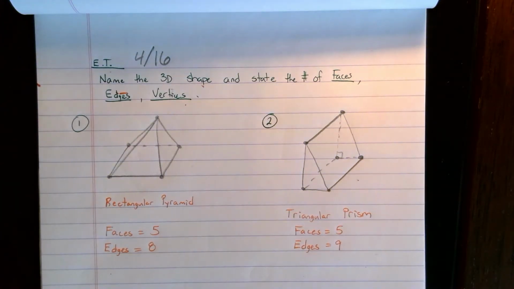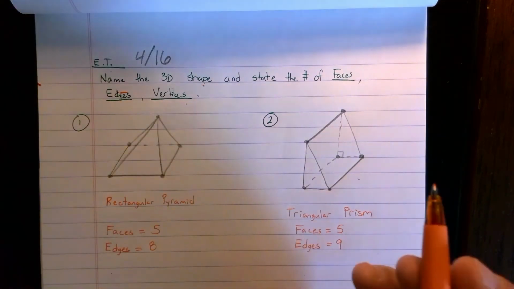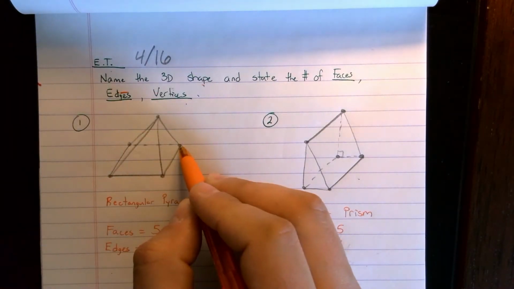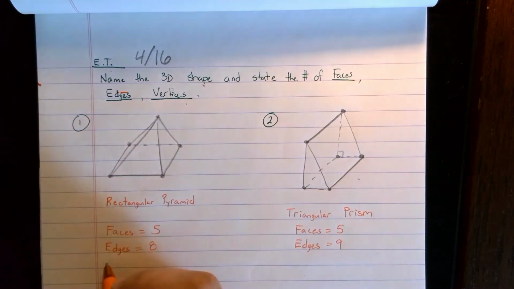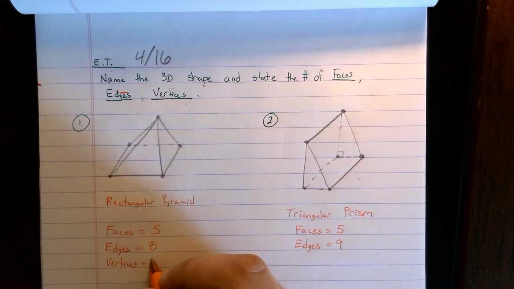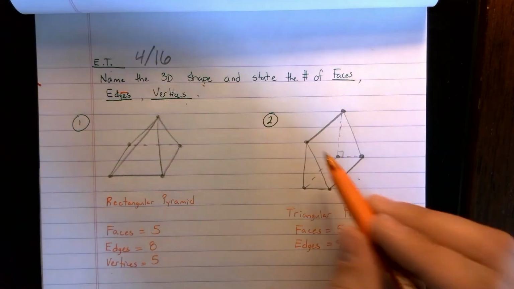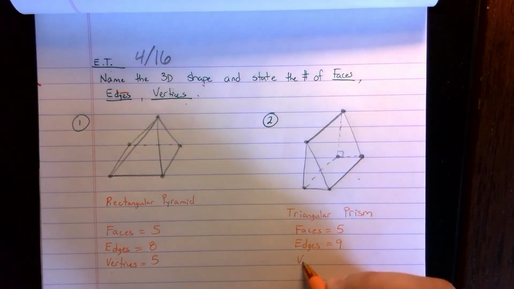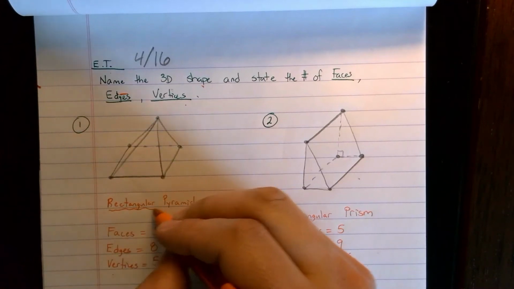And vertices are the number of points where 3 or more edges come together. So you can see I got 1, 2, 3, 4 points on the bottom and then a point at the top, so that's a total of 5 points. Called a vertex, or the plural is vertices. So that was 5 vertices here, and then on this one we have 6. 1, 2, 3, 4, 5, 6. That's just a quick review of naming three-dimensional shapes.